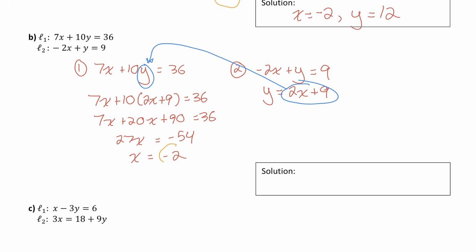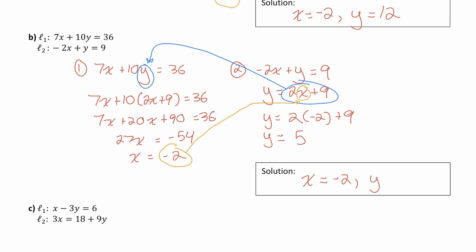We can calculate the y value by taking that negative 2, subbing into either original equation. It's always easiest to sub back into this one where we already have y isolated. So I know y is equal to 2 times negative 2 plus 9. So I have negative 4 plus 9, which is 5. So the solution to this system is x equals negative 2, y equals 5.